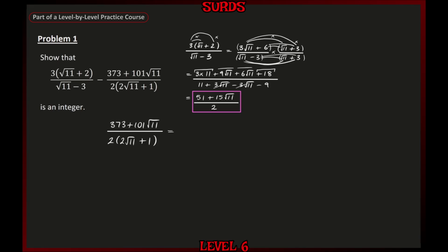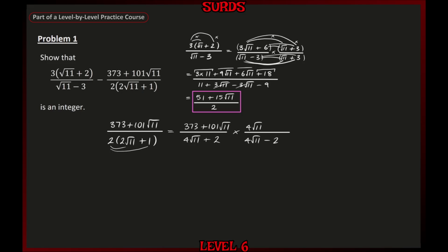So to start, I'm going to expand the denominator of this fraction. So 2 times 2 root 11 is 4 root 11, and 2 times 1 gives us plus 2. And the numerator is still 373 plus 101 root 11. Now to rationalise this, we need to times top and bottom again by the conjugate of 4 root 11 plus 2, which is 4 root 11 minus 2.